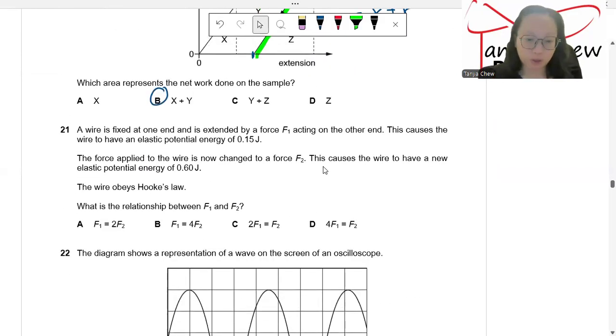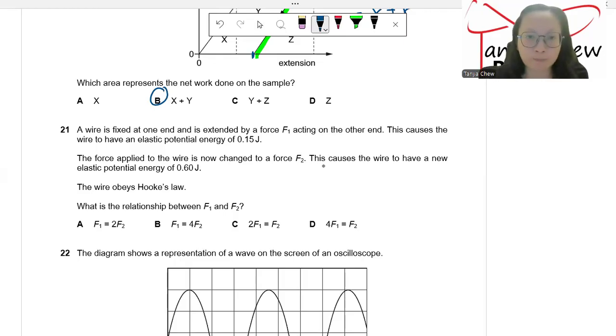Question number 21. A wire is fixed at one end and is extended by a force F1 acting on the other end. This causes the wire to have an elastic potential energy of 0.15 joules. The force applied to the wire is now changed to a force F2. This causes the wire to have a new elastic potential energy of 0.6 joules. The wire obeys Hooke's law. What is the relationship between F1 and F2?